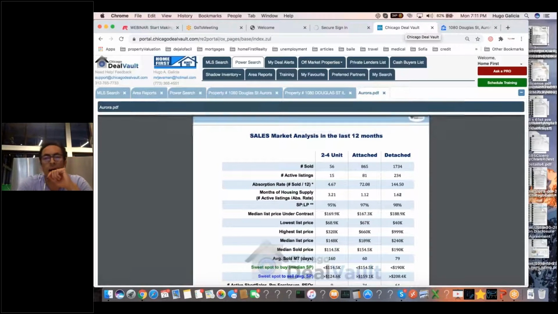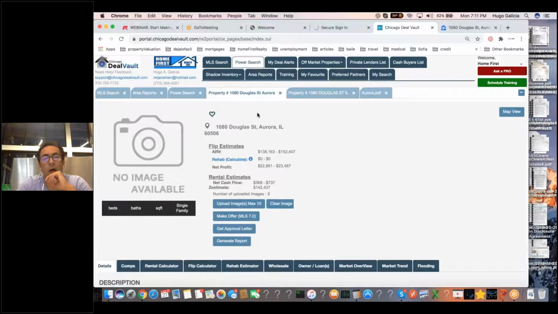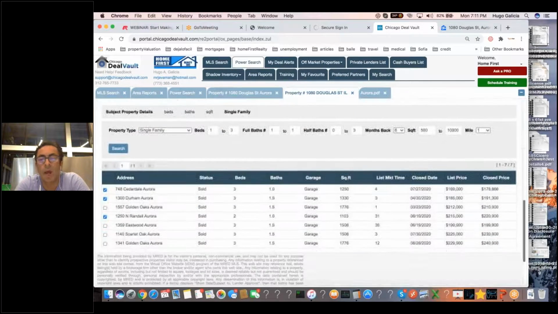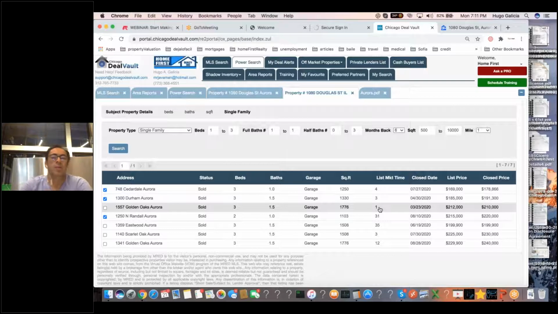So let me verify this again. On this property, when we pull the comps right here, how long did they stay on the market? Check this out. 4 days, 3 days, 31 days, 35, 3 days, 12, 1 day. Does that make sense? So Aurora is an amazing flipping market, because assuming there are no new properties on the market, this property will sell at the most in 6 weeks. So that is market time.